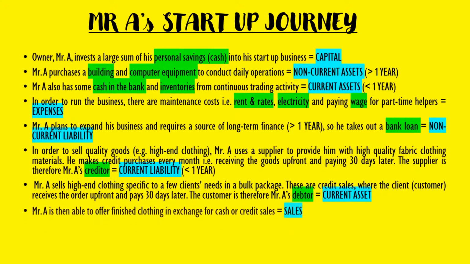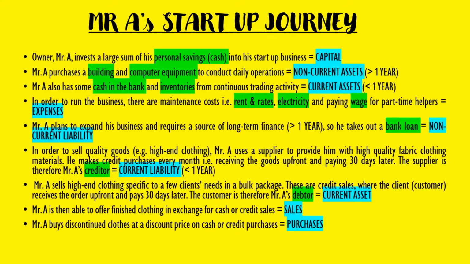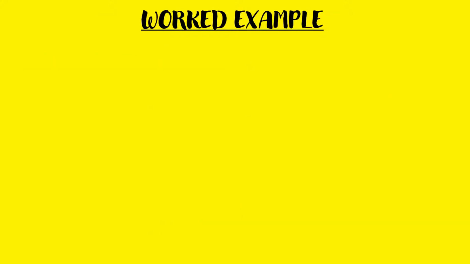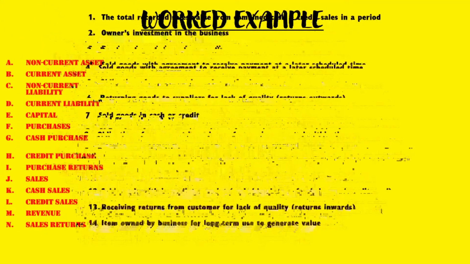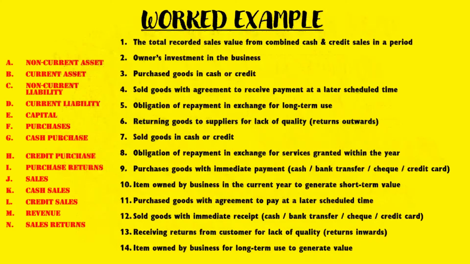With the end service, Mr. A can supply goods on credit or cash purchase. These will be accounted for as sales. Similarly, Mr. A buys discontinued clothing on credit or cash purchase, which he expects to redesign later to resell in the future. These will be accounted for as purchases. Next, try to apply the knowledge from the story in the previous slide in this worked example. Pause this video and match the letters with the corresponding numbered descriptions which match the accounting terms.